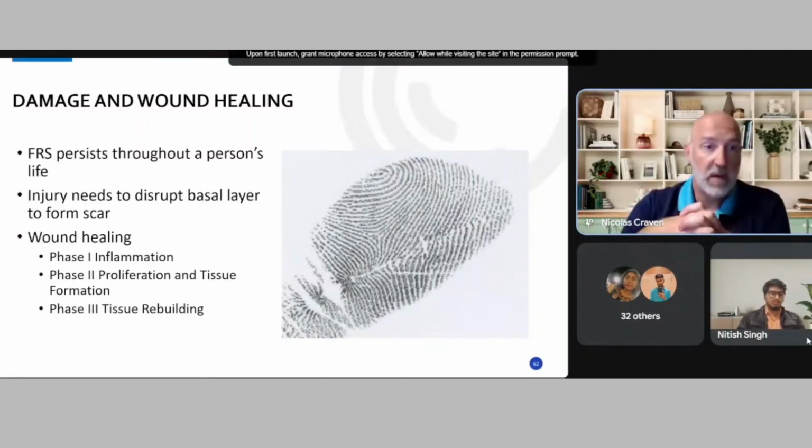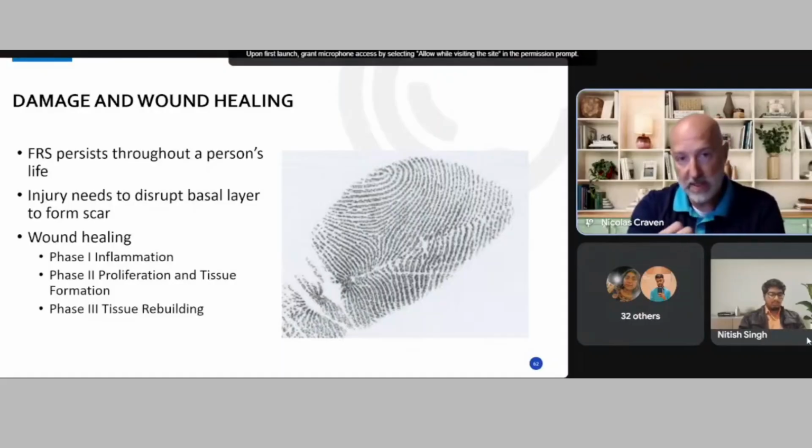So as we mentioned, the friction-ridged skin persists throughout a person's life. Injuries can disrupt that as long as they reach the basal layer. Wound healing happens in 3 phases. The first phase is an inflammation phase, then it's followed by the proliferation and tissue formation, and then the last one, which is the tissue rebuilding.